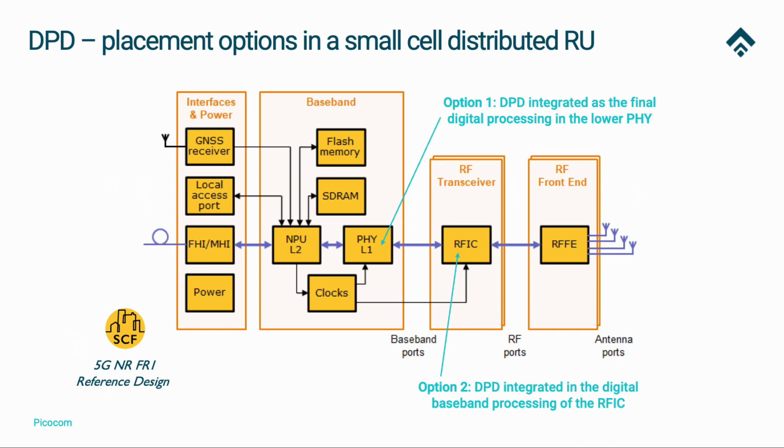DPD is usually the final major digital signal processing block in the transmit digital baseband chain. For that reason, within this standardized partitioning, it's appealing to integrate DPD in the baseband system toward the end of the PHY, shown as option 1 here. Another option is to place DPD within the RF transceiver system toward the front of the baseband processing in the RFIC, shown here as option 2.